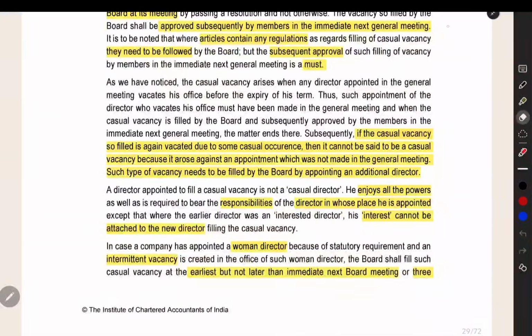Next, suppose you have an original director who is appointed at the general meeting, and he has vacated his office due to some other occurrence. You are appointing a casual vacancy director. Now this casual vacancy director also vacates due to some casual occurrence. Then in that place you cannot appoint another casual vacancy director. If you want to appoint a casual vacancy director, the original director should have been appointed at the general meeting. This is one of the conditions to appoint a casual vacancy director.